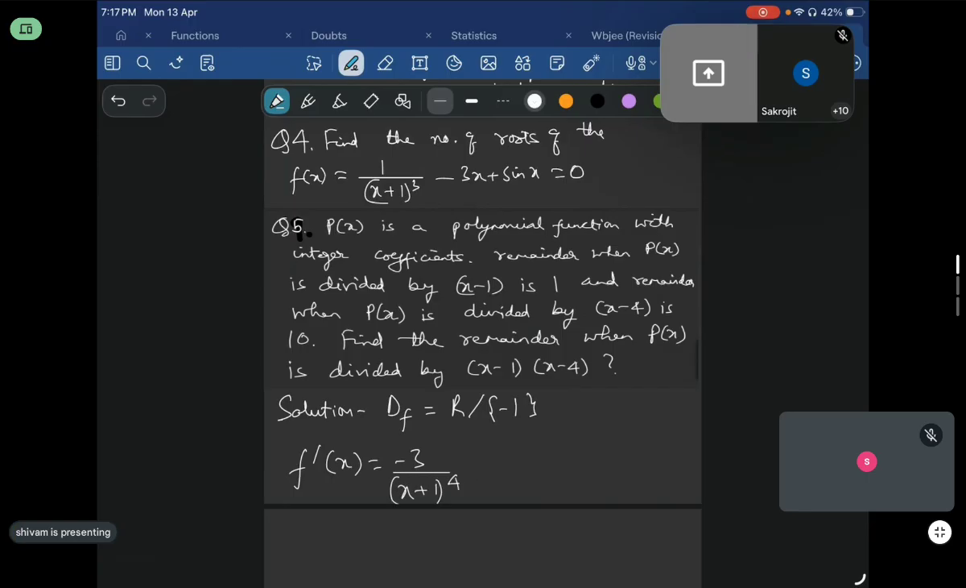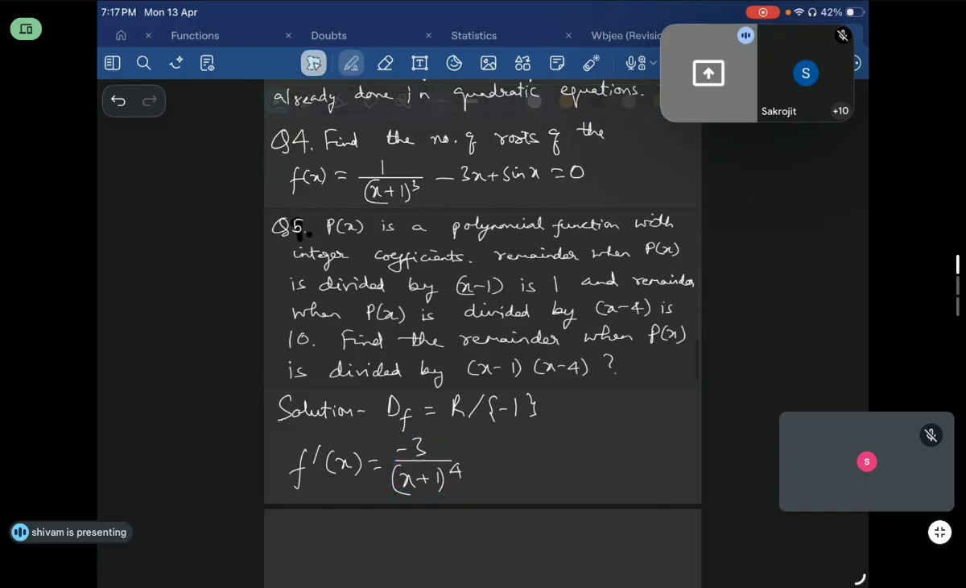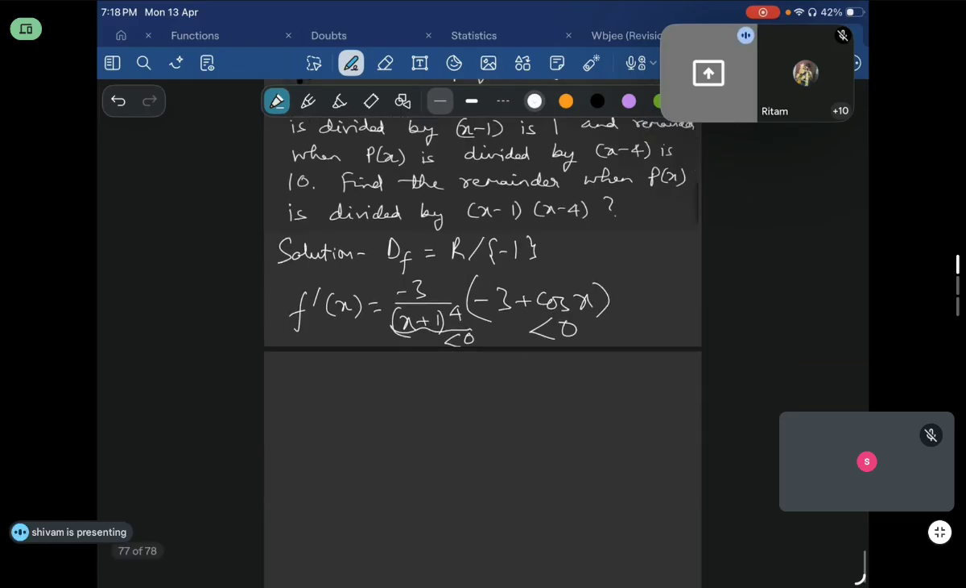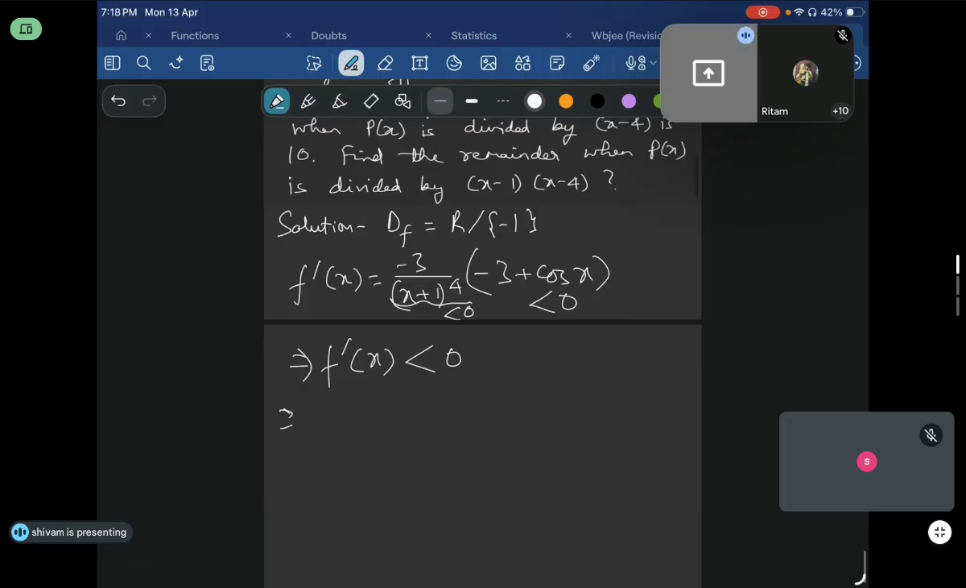Are people getting? You people know a little bit of differentiation? Bhiksha and Devatri, you know a little bit of differentiation, right? Yes, sir. Ritam, you know? Yes, sir. So f dash x is -3 by (x plus 1) whole to the power 4, plus (-3 plus cos x). Now see everyone, -3 plus cos x is less than 0, and -3 by (x plus 1) to the power 4 is also less than 0. So can I say that f dash x is less than 0? Once you find that f dash x is less than 0, this implies f of x is a decreasing function.